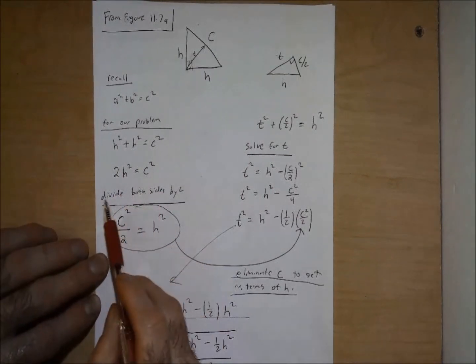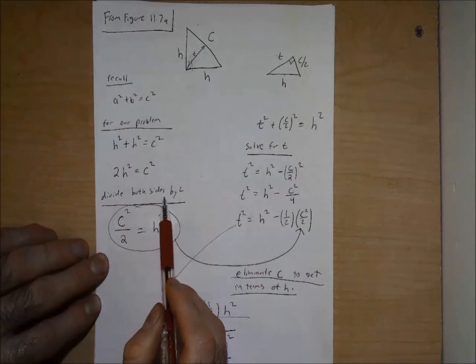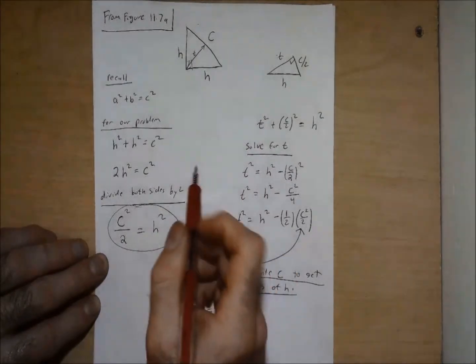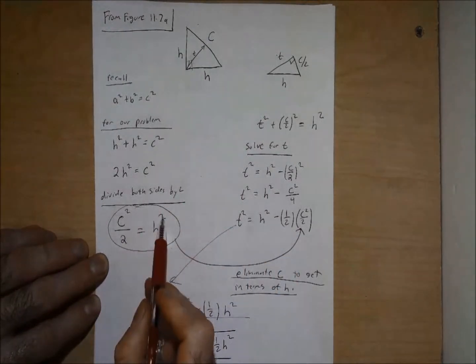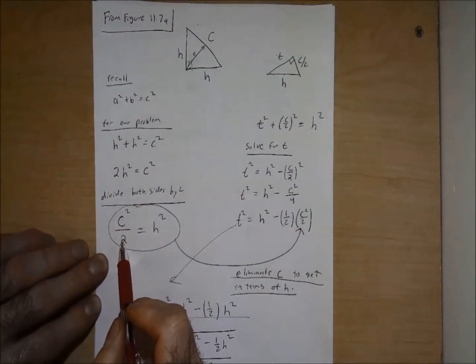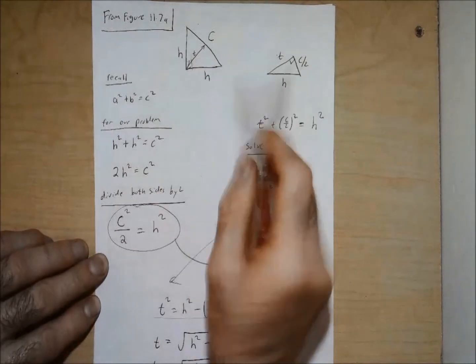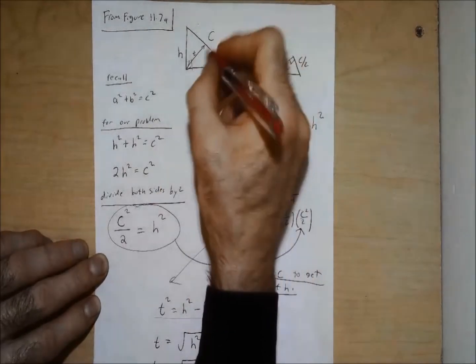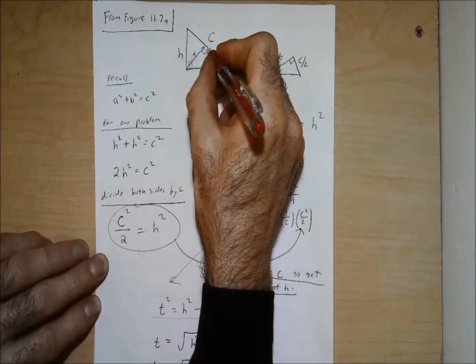Then I'm going to divide both sides by my 2. So if I divide both sides by 2 here, I end up with h squared is equal to c squared over 2. So now we're going to do the same thing for just a portion of this. So if we want to do this with t, let's just take a look at this right triangle over here.